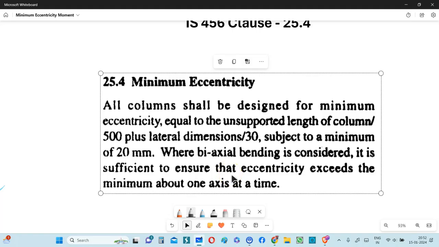So here comes in your skill to interpret this sentence. So I'll read it again. Where biaxial bending is considered. So please note that most columns in any project are going to be biaxially bending, especially since we have seismic forces. So all columns are likely to be biaxially bending, and it says that it is sufficient to ensure that eccentricity exceeds the minimum about one axis at a time.